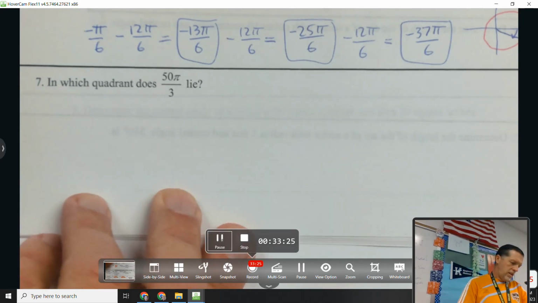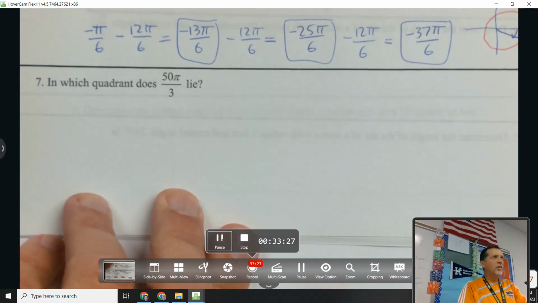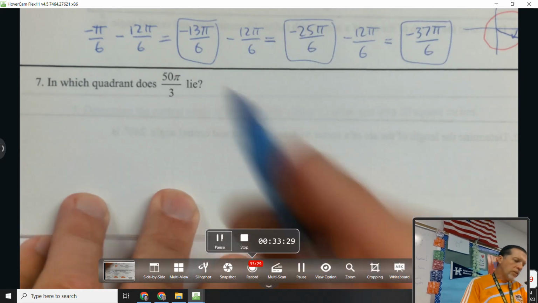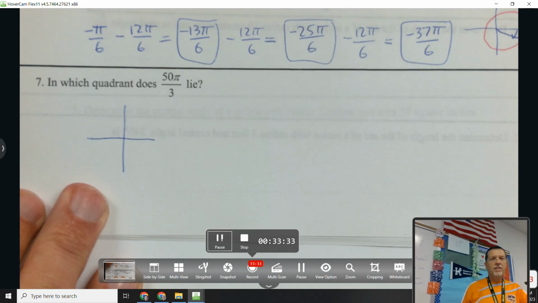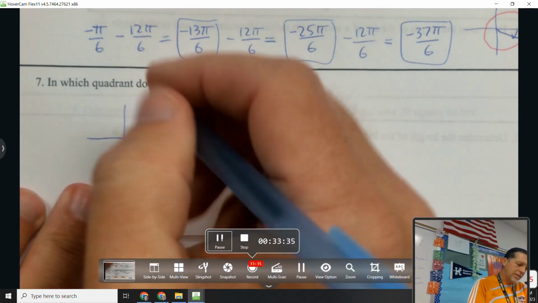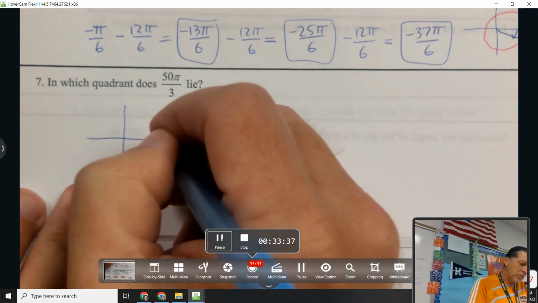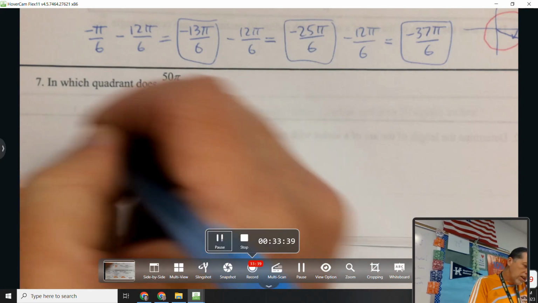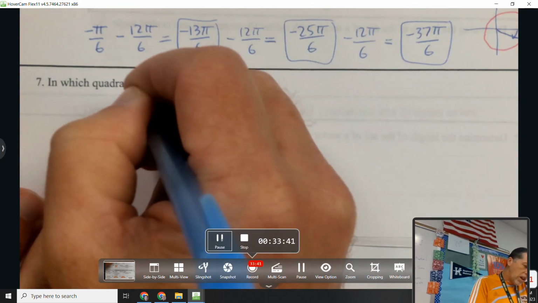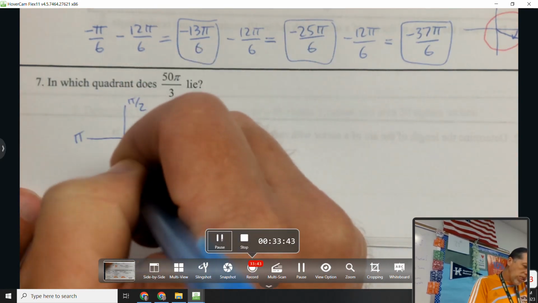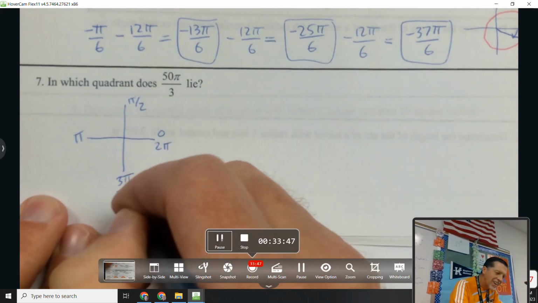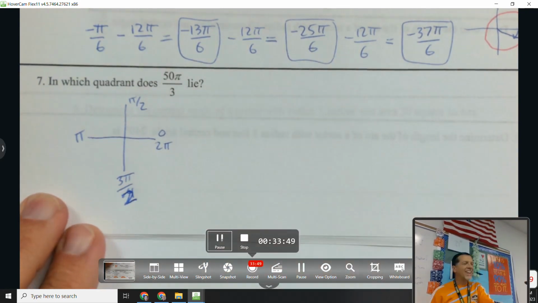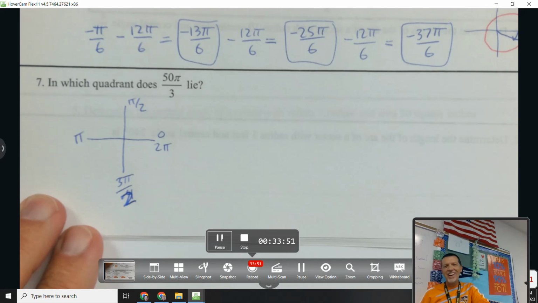All right, next question's a little bit weird. In which quadrant does 50 pi over 3 lie? Like, I don't know. That's 50 pi over 3, that's a lot of times spinning around. Okay, if you convert it to degrees, I don't want to do that. I want to do this in radians. And I'm going to use the coterminal idea.